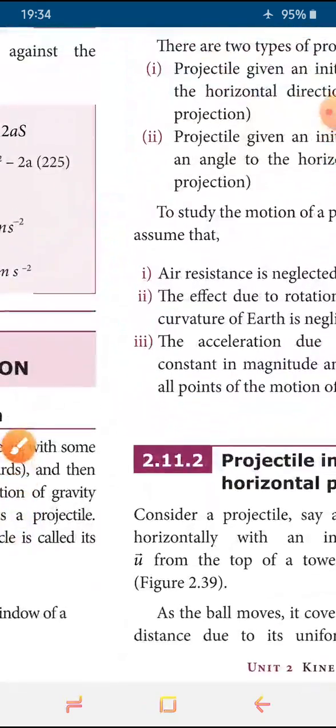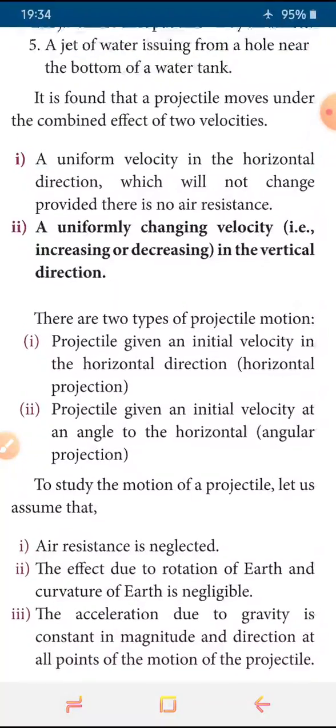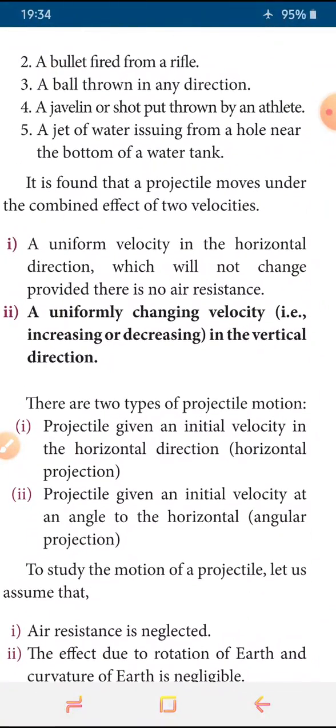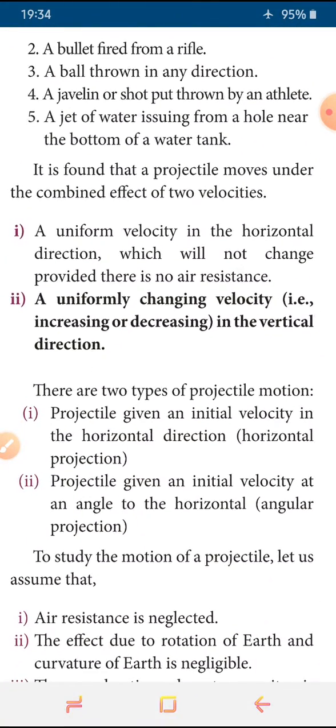Okay, and some examples are given. One is an object is dropped from the window of a moving train. So திரும்பவும் சொல்கிறேன், மூவிங் ட்ரெயின்லேருந்து ஒரு ஹரிசான்டல் வெலாசிட்டி ப்ளஸ் vertical velocity சேர்ந்து போனால் மட்டும்தான் it is applicable here. Okay, and then a bullet fired from a rifle, a ball thrown in any direction, a javelin, a jet of water, all are the examples given here.